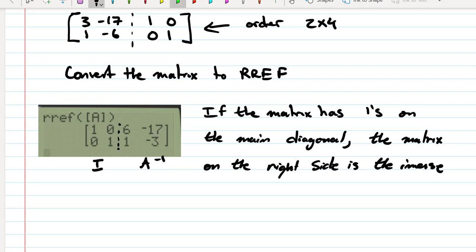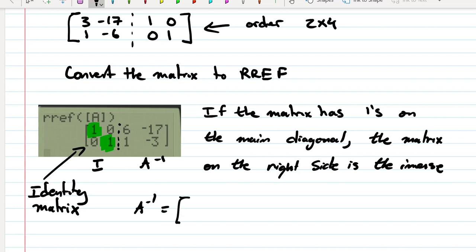So we'll notice that on this side right now, I have ones along the main diagonal. In essence, this is the identity matrix again. If that happens, then this is the inverse. So then A inverse is equal to the matrix that's on the right-hand side. So 6, negative 17, 1, and negative 3.